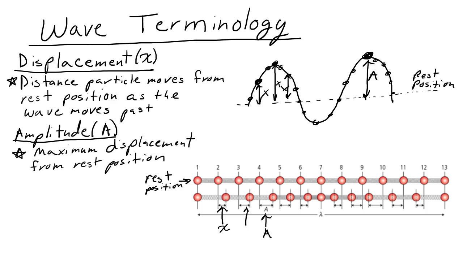The next term you might need to know to understand what someone's talking about when they're describing a wave is crest. A crest is just the peak or the high point of my wave, and another term you might hear is a trough, which is the low point of my wave.